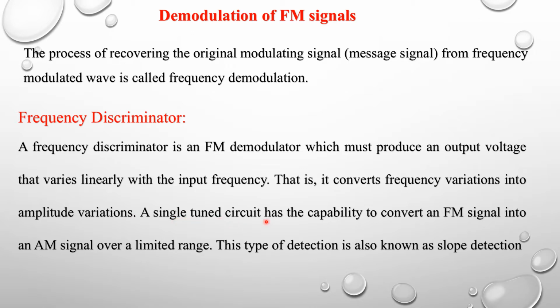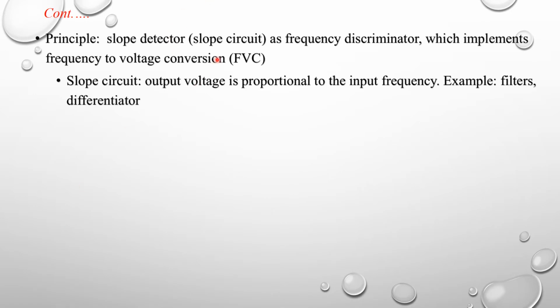A single tuned circuit has the capability to convert an FM signal into an AM signal over a limited range. This type of detection is also known as slope detection. A slope detector circuit is a frequency discriminator which implements the frequency to voltage conversion, FVC. The output voltage of the slope detector is proportional to the input frequency, for example filters and differentiator circuits.